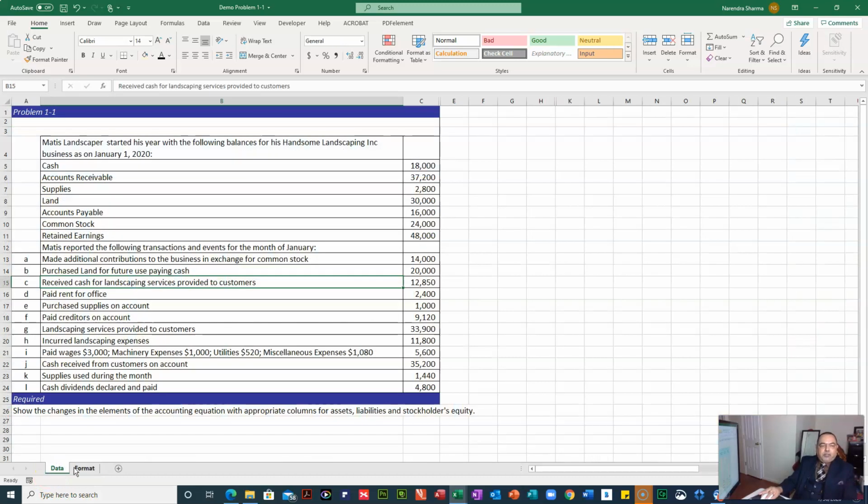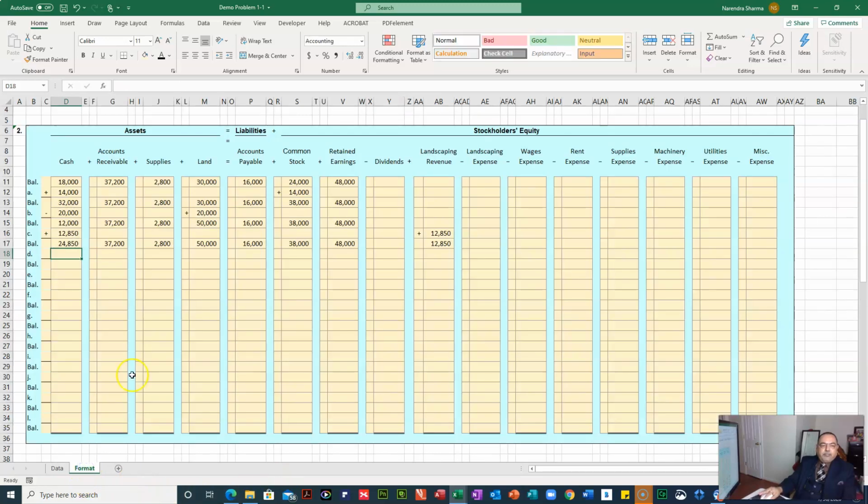You can always pause the video and go over it as many times as you like. Number D is paid rent for office. So that is an expense. I'm paying 2,400. Paid means you have used cash, so it's going to be minus 2,400 in cash. Then I'm going to go all the way to my rent expense here and do minus again 2,400. Remember, expenses are all minus here.